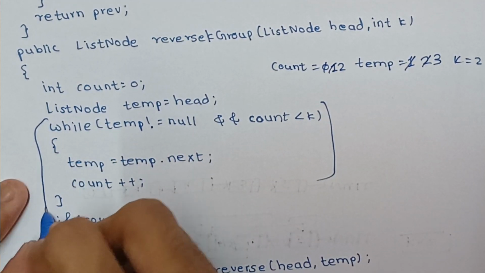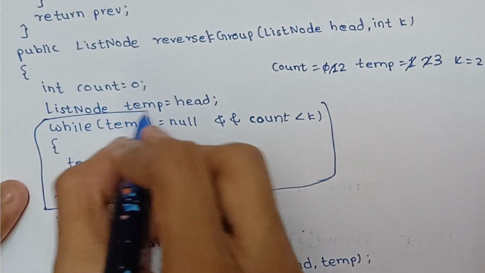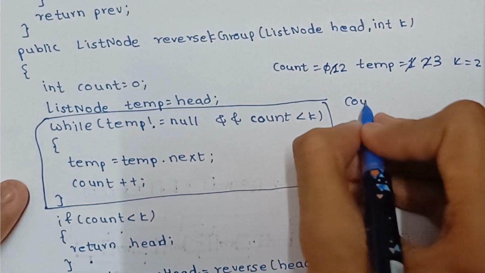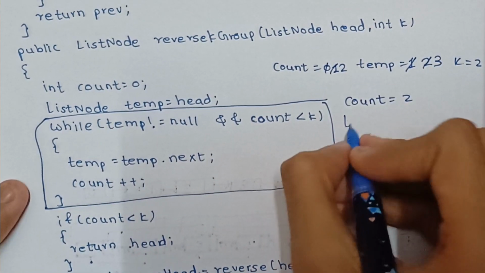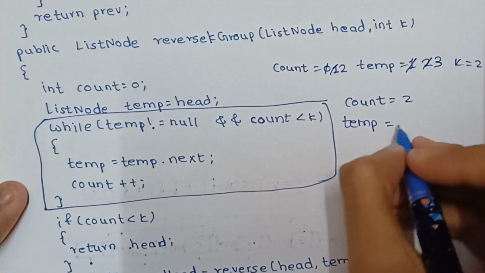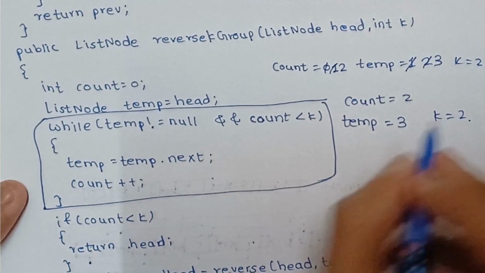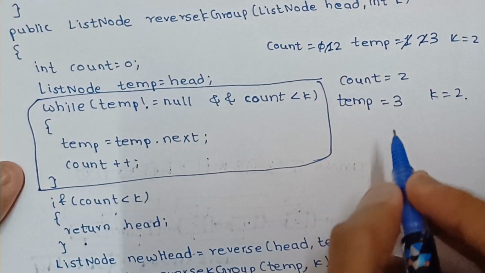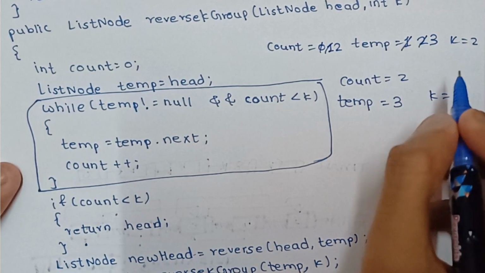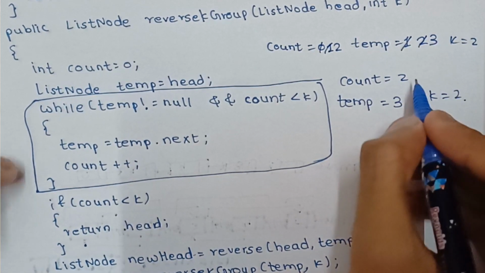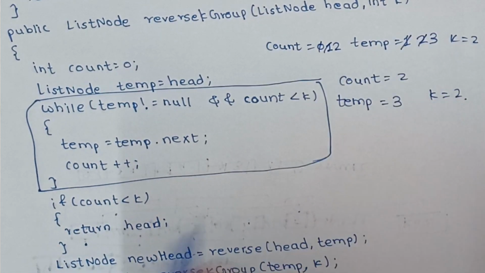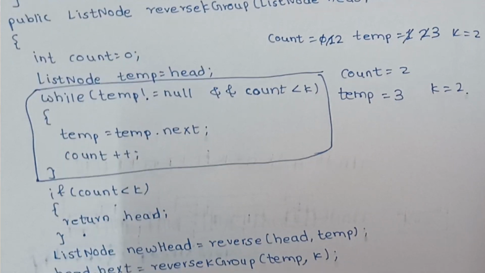Okay, so this portion will not execute now. What happens here is count is 2, temp is 3 and k is 2. So if count is less than k, meaning 2 is less than 2, no, then we do not have to return the head. Okay, so we have to go forward.